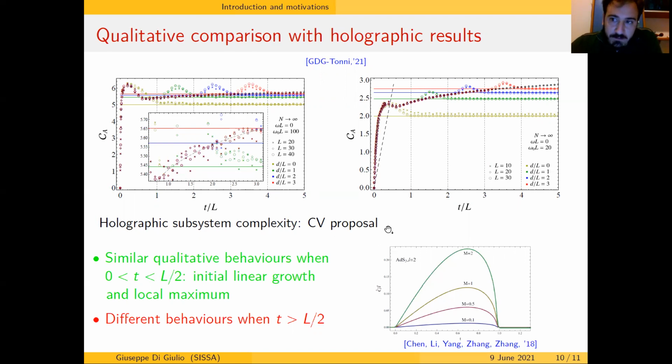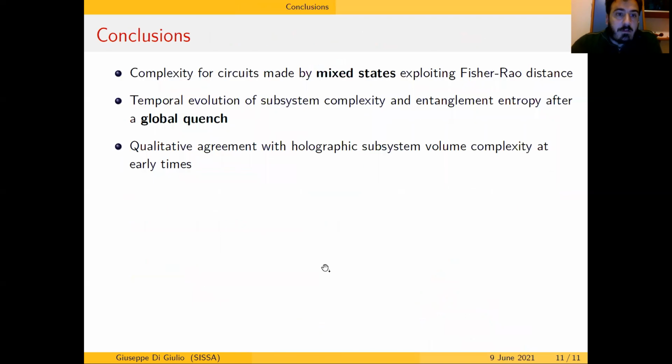Then, while for initial times we have qualitative agreement and similarities, for t greater than L over 2, we have a different qualitative behavior, because in our lattice result we see a mild logarithmic growth. And here we see it for these black points, which are the ones obtained for the interval in the infinite line, which corresponds to the setup of these holographic results, while the holographic results for large time really saturate, going to a constant.